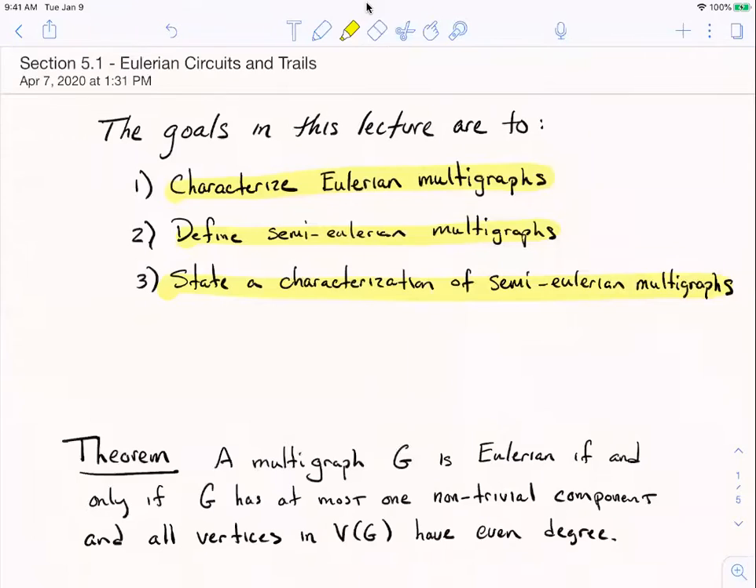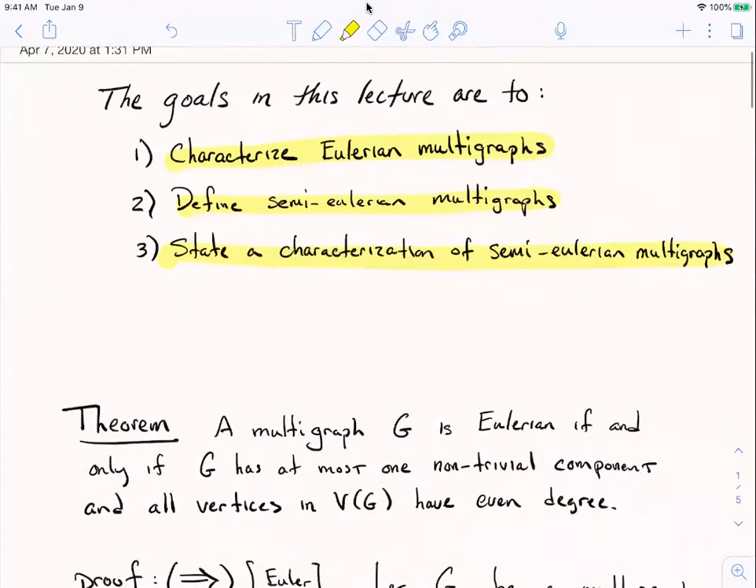Okay, so this theorem is slightly stronger than what is stated in your book as Theorem 5.1. Your book states this theorem for connected multigraphs G. My theorem allows for G to have a bunch of vertices. It can have more than one connected component, but only one of the connected components is non-trivial, in the sense that it can have edges.